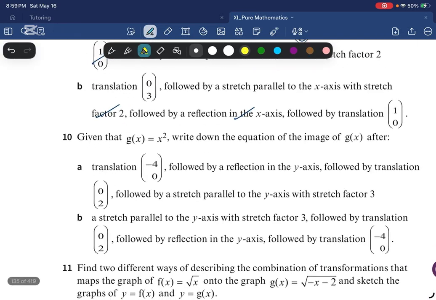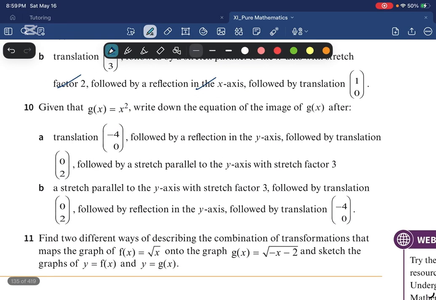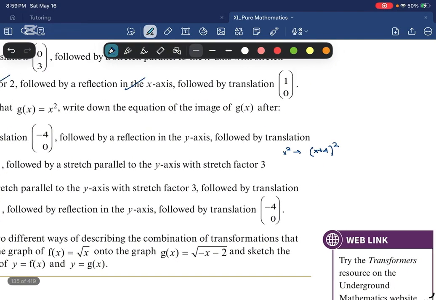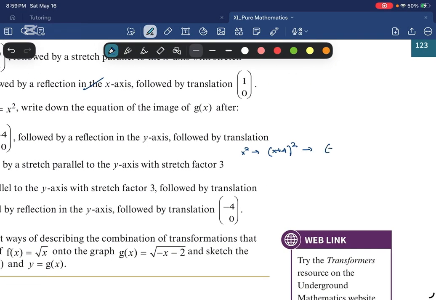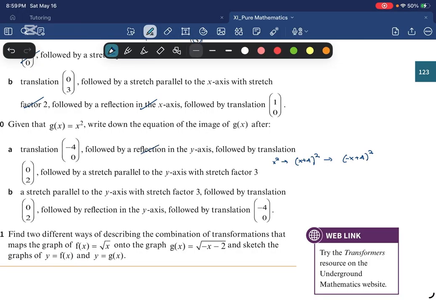Question 10. Given g of x is equal to x squared, write down the equation. Okay, basically the same question. Translation by, okay, so you start with x squared, you translate, so that means x plus 4 squared, right? If you translate by this vector, followed by a reflection in the y-axis. So that means minus x plus 4 squared. You have to change the sign of the x part, right? If you're reflecting over the y-axis, done.